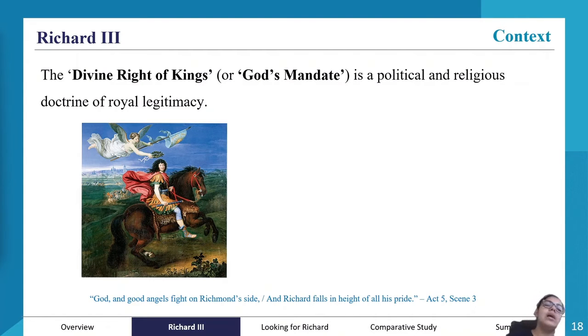So now let's talk about another key contextual idea, which I've kind of referred to already. Divine right of kings. Divine right of kings, or God's mandate, is a political and religious doctrine of royal legitimacy. This is basically saying that the king is appointed by nature, that the king is the representative of God, and if you go against the king, you're going against God, and that's going to have consequences. That's what he shows through a lot of his plays.